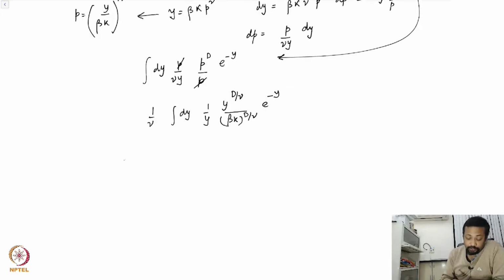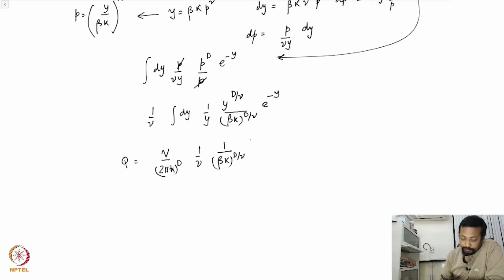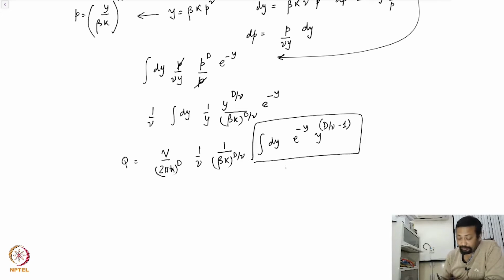So your single particle partition function is V over 2 pi h bar to the d. Do not be afraid, because all of this is symbolic integration with kappa, d and all this. I'm sure you would have done it somewhere. And 1 over nu, 1 over beta kappa raised to the power d over nu, integral dy e to the power minus y y to the power d by nu minus 1. This integral is a gamma function, gamma of d over nu.